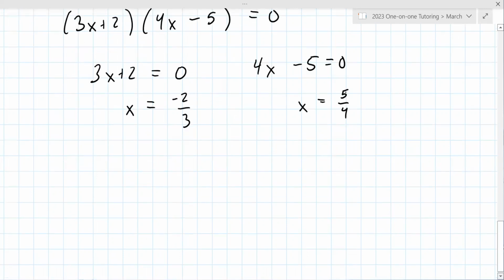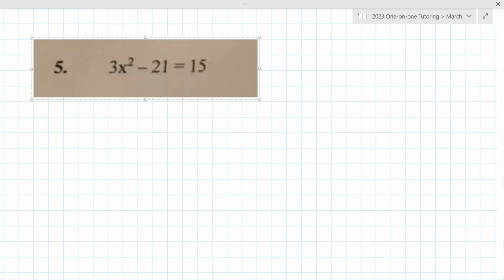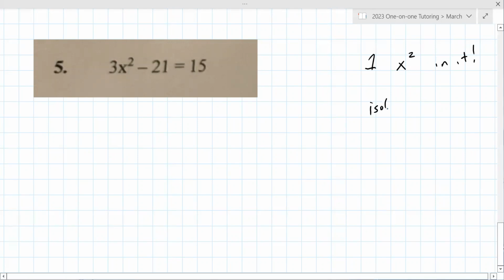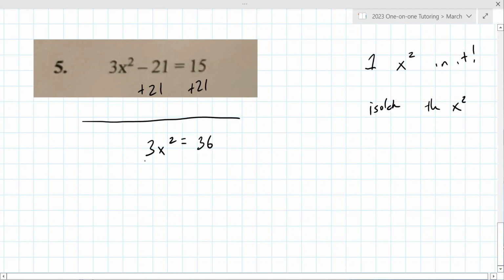So these just say to solve. They indicate that there could be roots involved, because I think it says here to simplify all radicals. Notice there's only one x. I mean, there's an x squared, but there's only one x squared in it. And that's important. Your goal is to isolate the variable, or the x squared in this case. So you do that by adding 21 to both sides and then dividing by 3, because now you have that x squared is by itself.